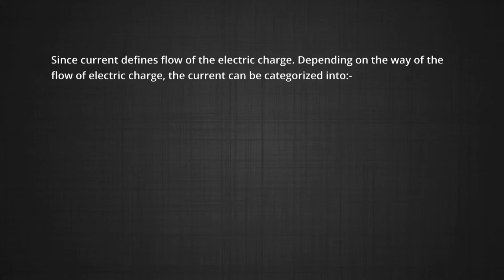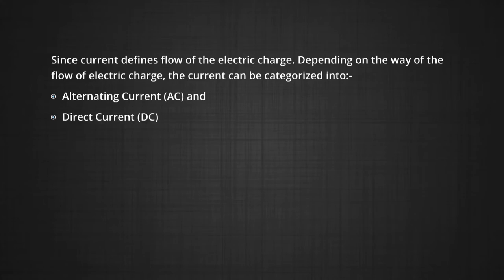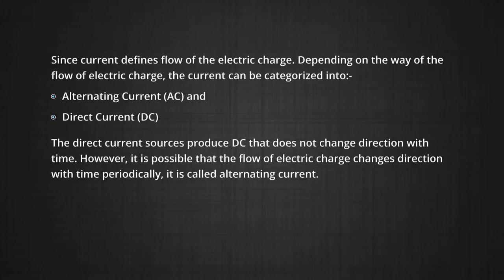Since current defines the flow of electric charge, depending on the way the electric charges flow, the current can be categorized into alternating current, or AC, and direct current, that is DC. The direct current source produces DC that does not change direction with time. However, it is possible that the flow of electric charges changes direction with time periodically. It is called alternating current.